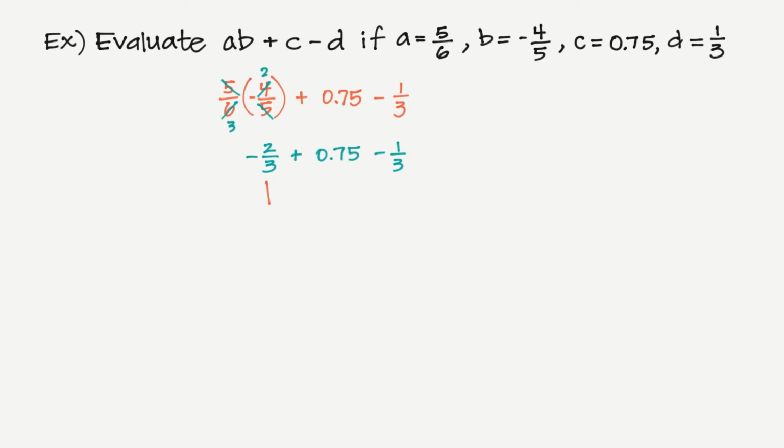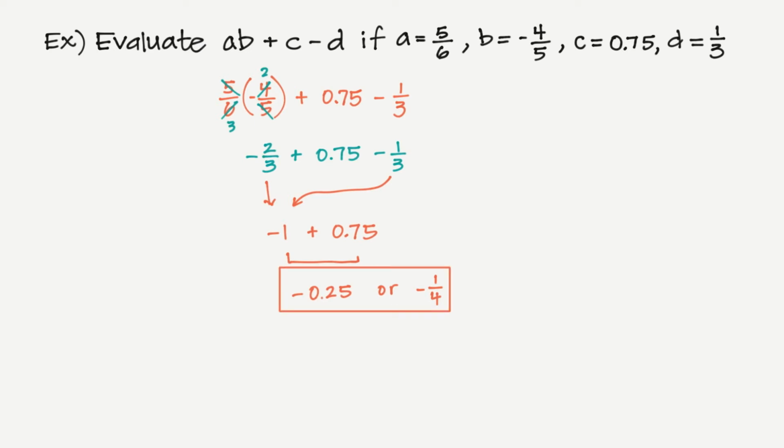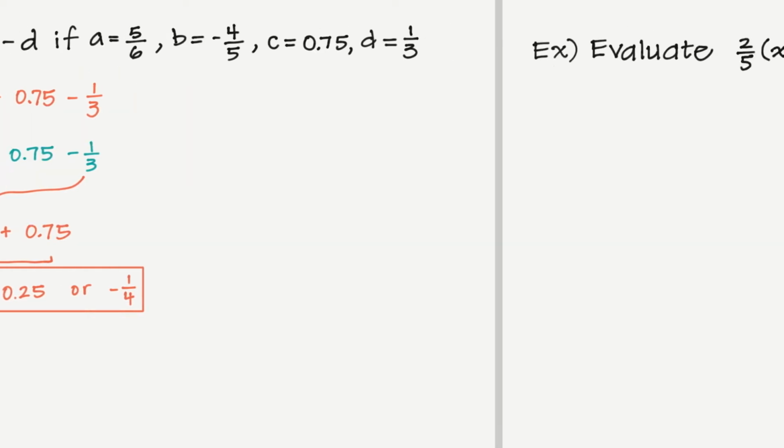What I'm going to do next is I'm just going to combine these two fractions because they have a common denominator of 3, so that becomes -1 plus 0.75. And -1 plus 0.75 is -0.25, which is the same as -1/4. And I'm done. So again, it's kind of up to you if you want to leave your answer as a decimal or as a fraction. Let's go ahead and do another problem.